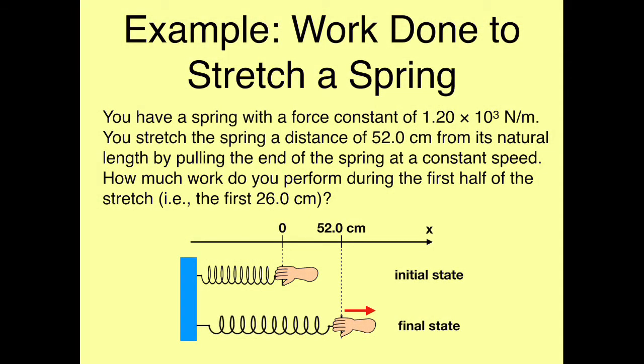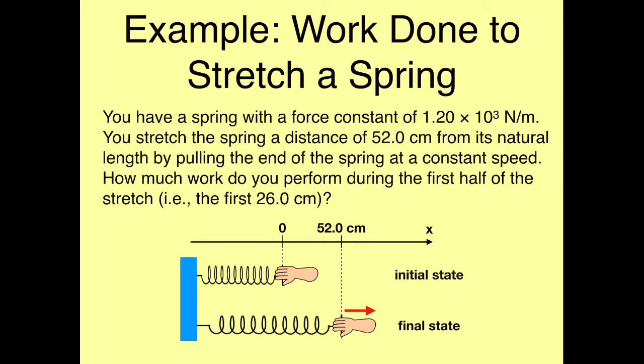So next, let's do an example. Let's calculate the work done to stretch a spring out. Let's suppose you have a spring that has a force constant of 1.20 times 10 to the 3 newtons per meter. You stretch the spring a distance of 52 centimeters from its natural length by pulling the end at a constant speed. The question is, how much work do you perform during the first half of the stretch?